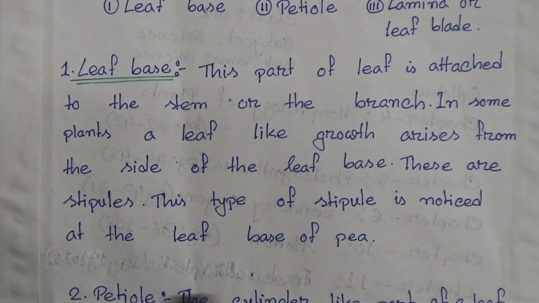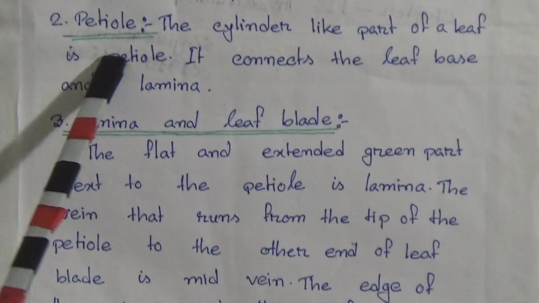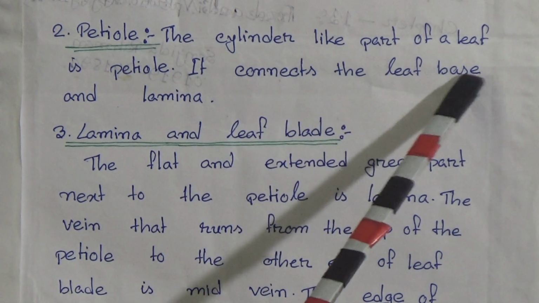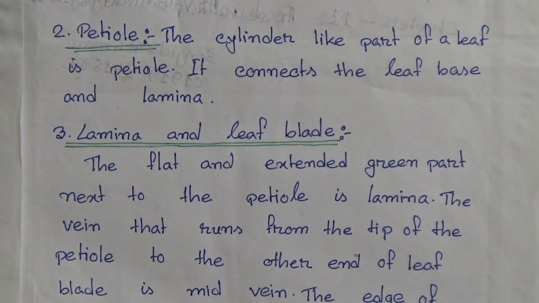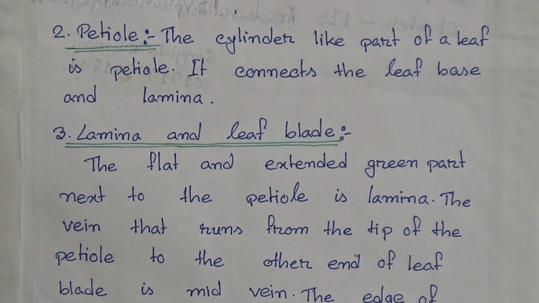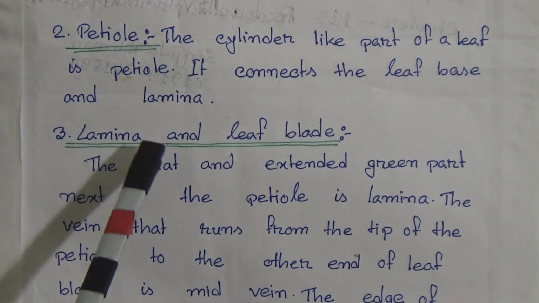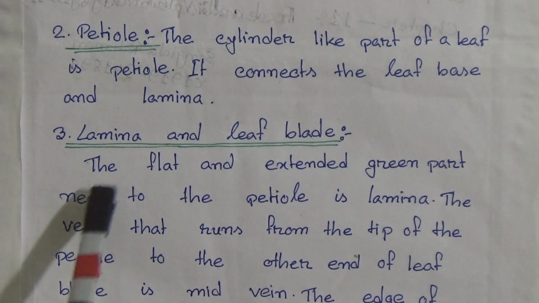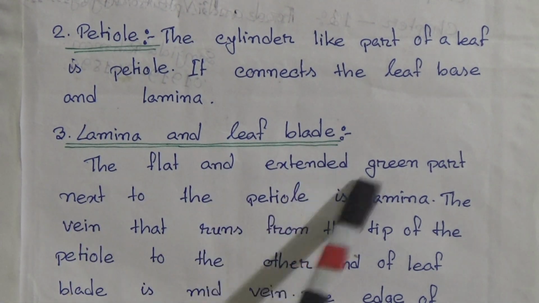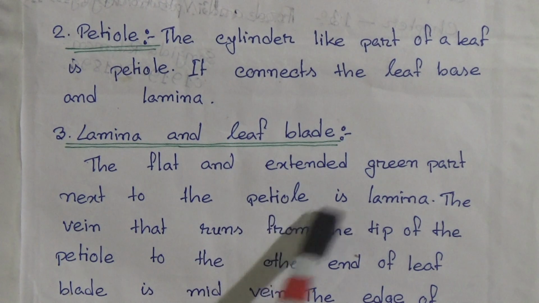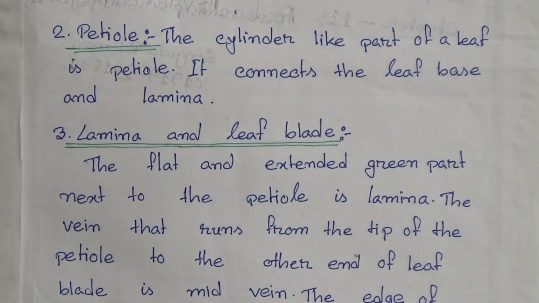Number 2. Pitori. The cylinder-like part of a leaf is Pitori. It connects the leaf base and lamina. The cylinder-like thing which connects the leaf and the stem is called Pitori. Number 3. Lamina or leaf blade. The flat and extended green part next to the Pitori is lamina. That means the flat leaf is called the lamina.